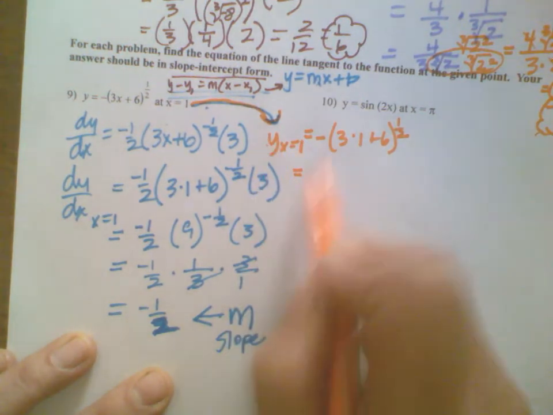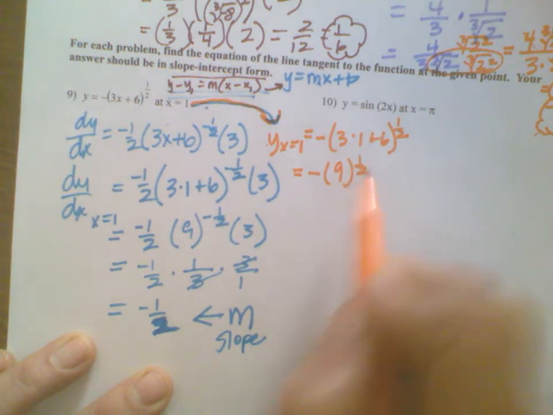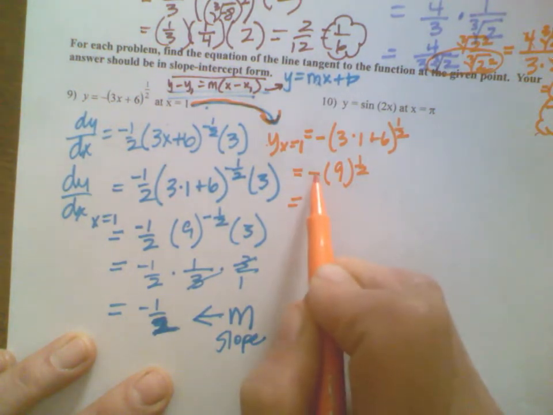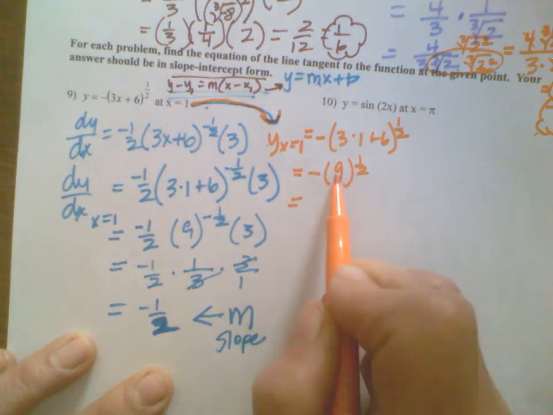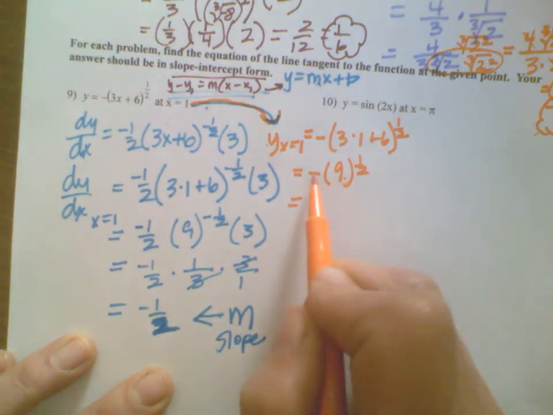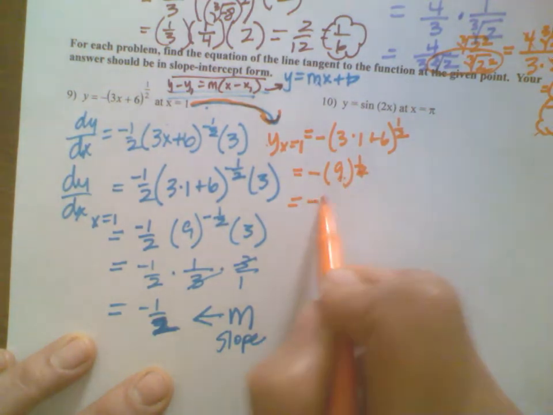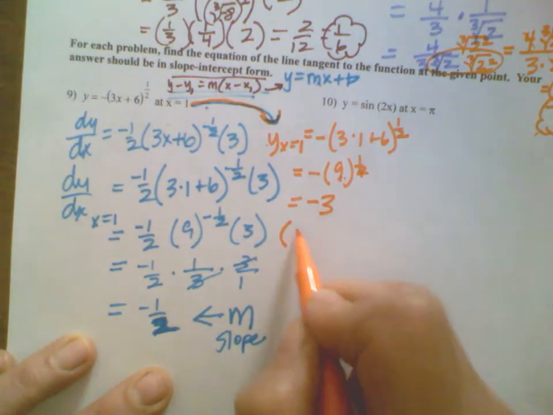Oops, sorry. But that is the opposite of 9 to the 1/2. Remember, the opposite isn't included in there, so don't be worried about it. I can take the square root of 9, and whatever I get, I'm going to make it the opposite. So the square root of 9, that's what 1/2 power is, is 3. So this becomes -3.